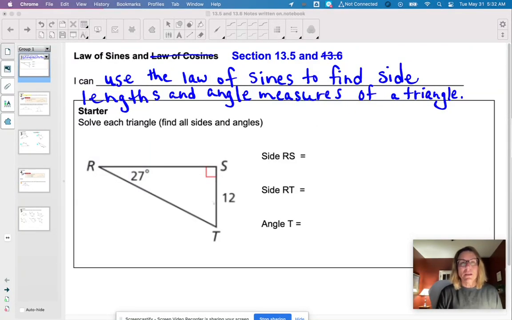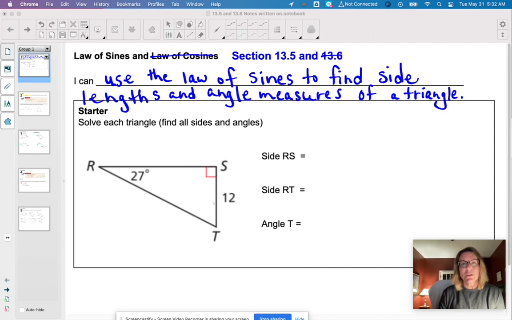This lesson is on law of sines. In your note packet, it also says law of cosines. We ran out of time, so you can cross off law of cosines because we only are going to do law of sines. Please write down in your note packet the I can statement. I can use the law of sines to find side lengths and angle measures of a triangle.